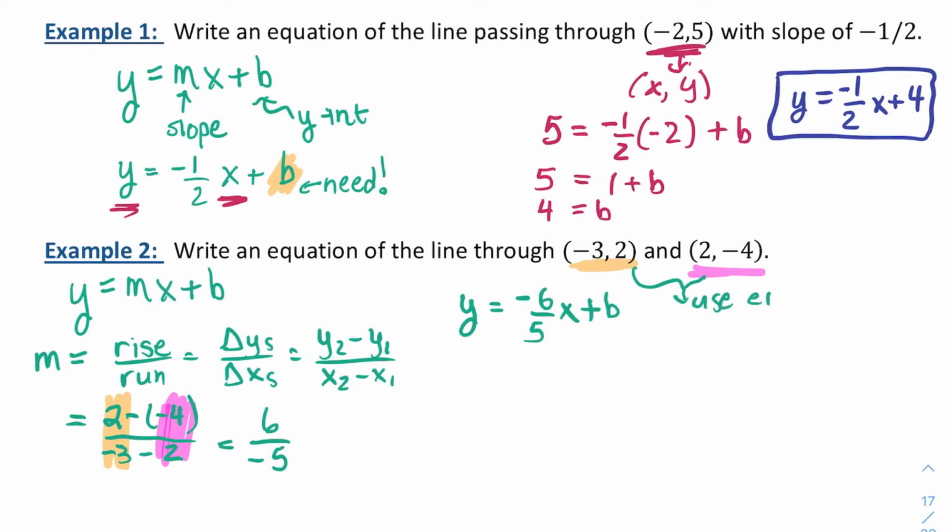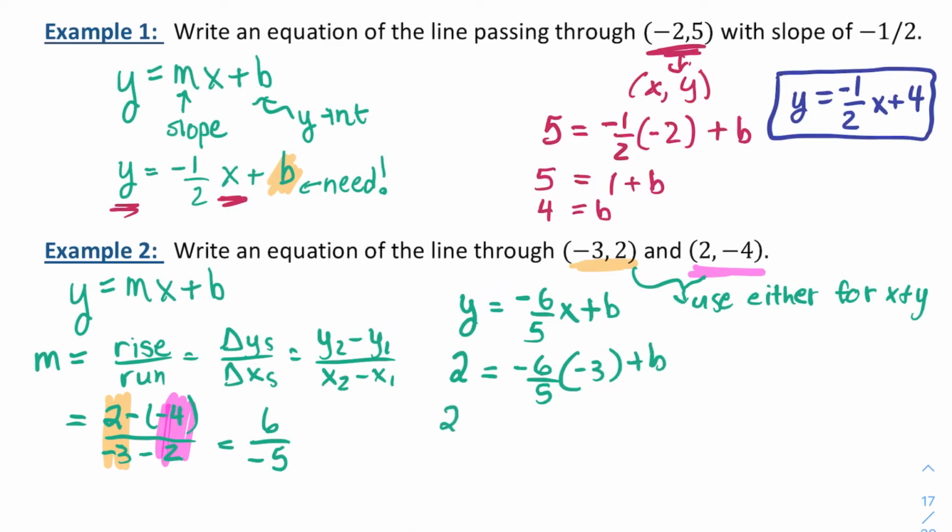I can use either of my 2 points to plug in an xy pair. You just can't mix and match them and take one x from one and one y from the other. I'm going to use (-3, 2). So I'll plug in 2 for y and -3 for x, and then solve for my y-intercept.